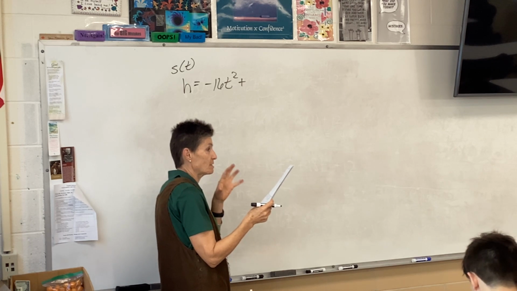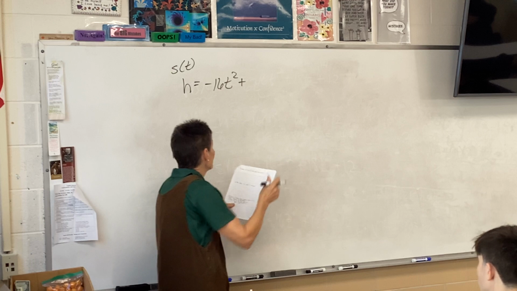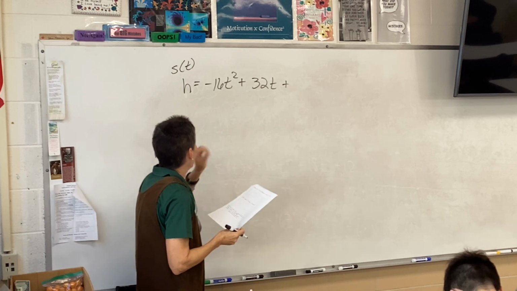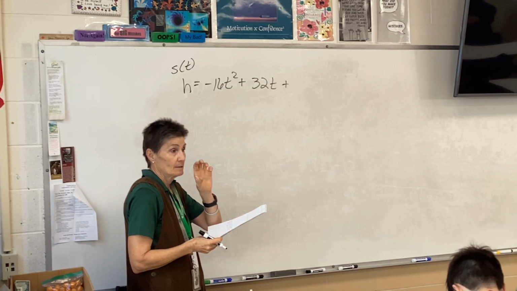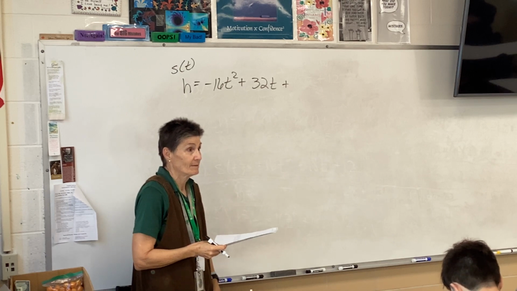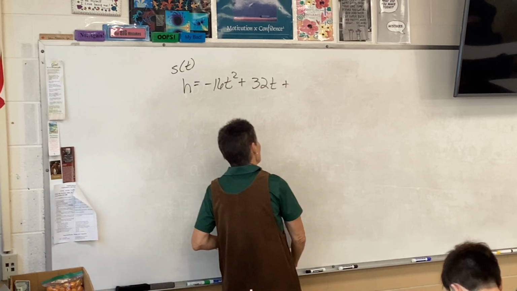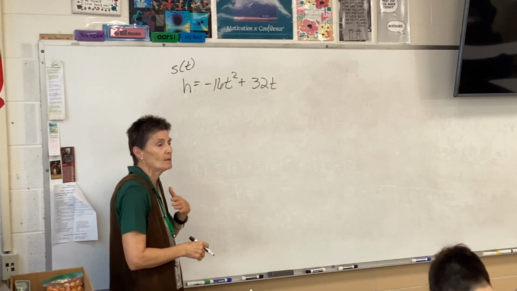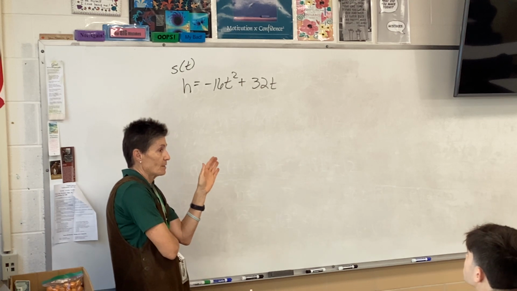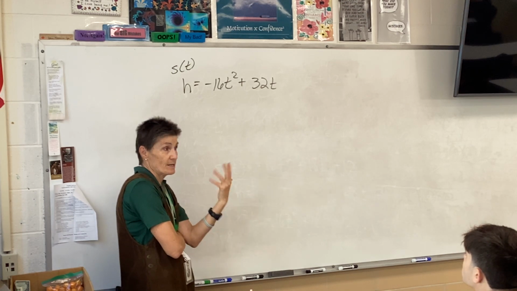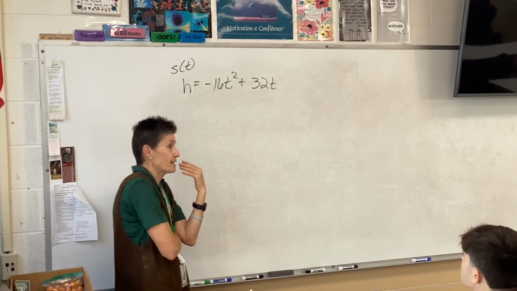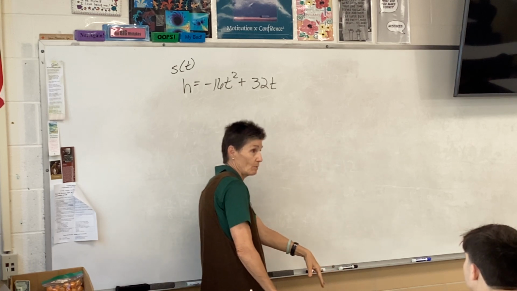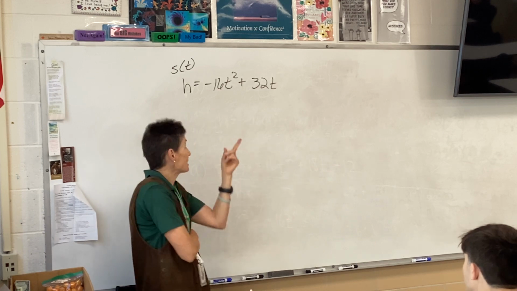What's my V sub naught, what's my initial velocity? 32. And what is my S sub naught, which is my initial height? 0. Why? It's on the ground. So you can put plus 0 or you can just not put anything. Personally, it confuses me to put plus 0, but if it doesn't confuse you, you can do that. The ball's on the ground, so the initial height is 0. It's like the place kicker on a kickoff in football, where the ball is on the ground when they kick it off. That would be the same kind of situation.